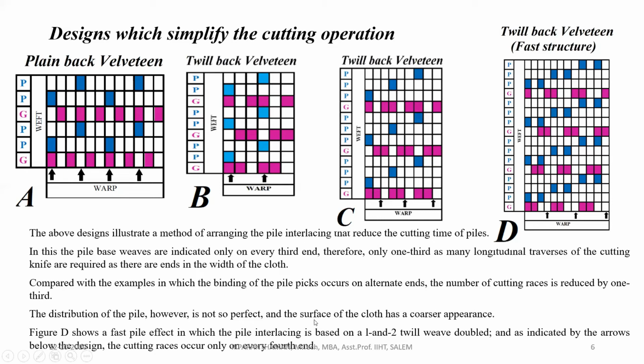Figure D shows a fast pile effect in which the pile interlacing is based on a 1 and 2 twill doubled. 1 up 2 down twill is doubled here. And as indicated by the arrows below the design, the cutting races occur only on every fourth end. See the design, so only every fourth end we are giving a cutting mark. Okay.